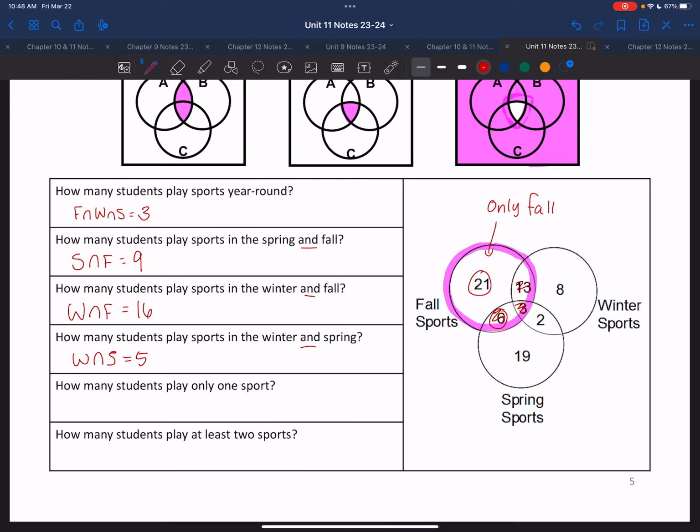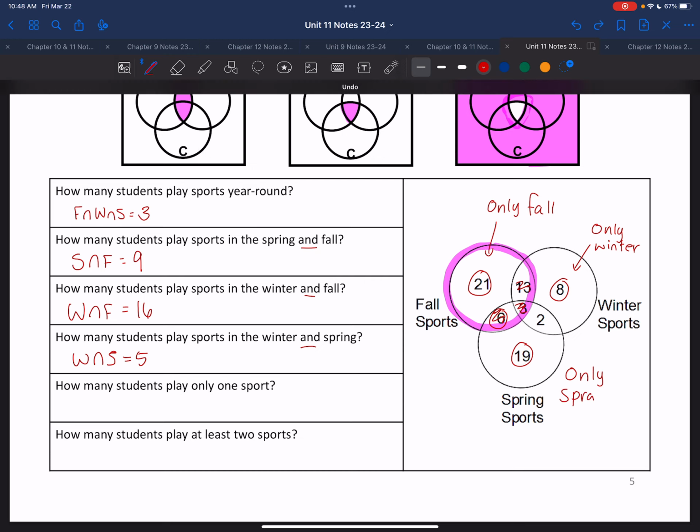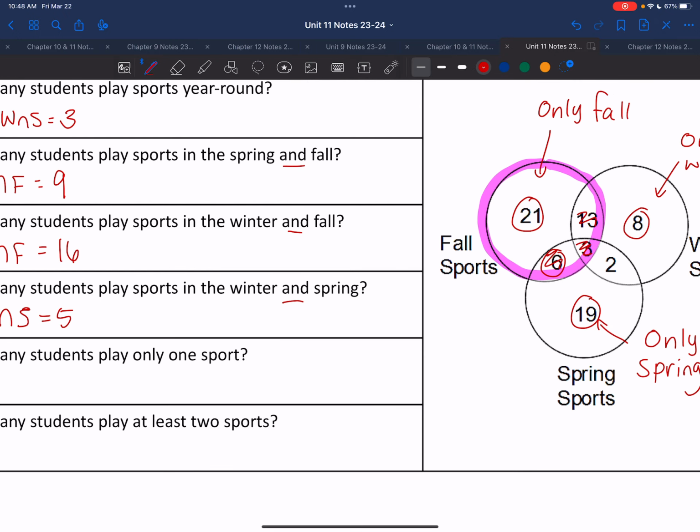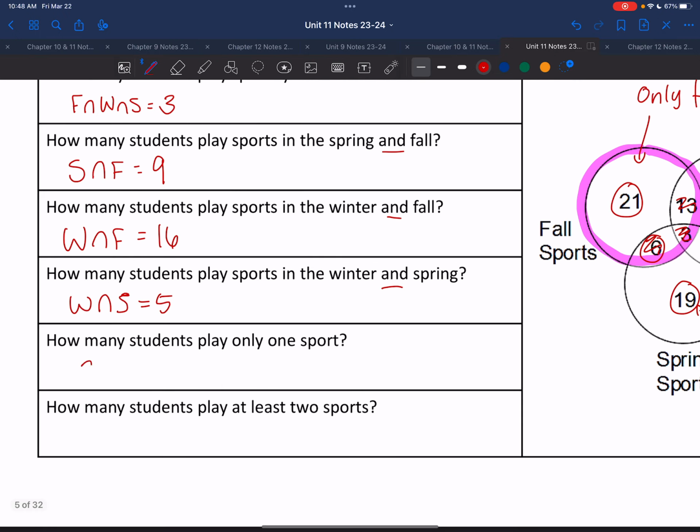All right? And the same could be said about this 8. This 8 represents only winter. And then same for the 19. This represents only spring. Okay, so if I look at only one sport, that would be 21 plus 8 plus 19. And so that's going to be 29 plus 19 is 48.